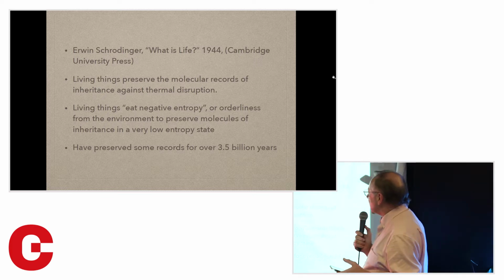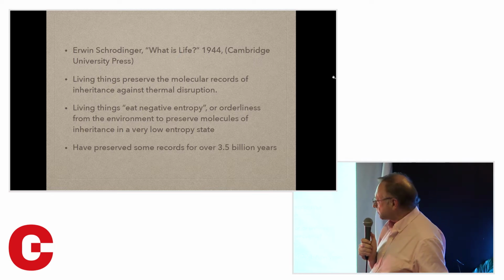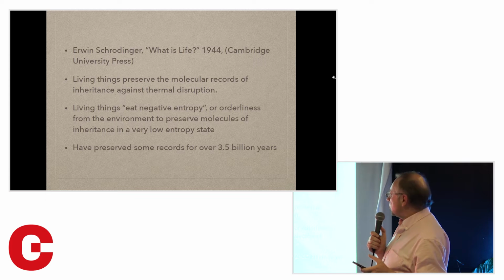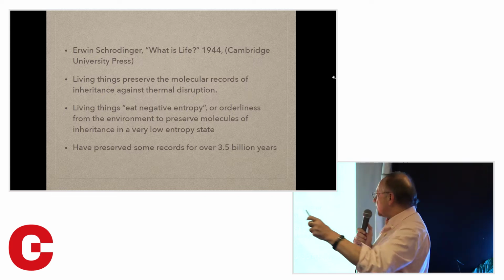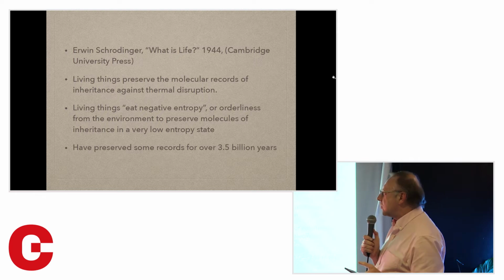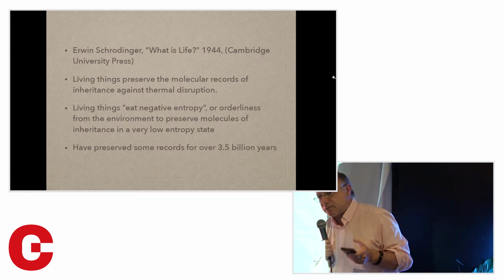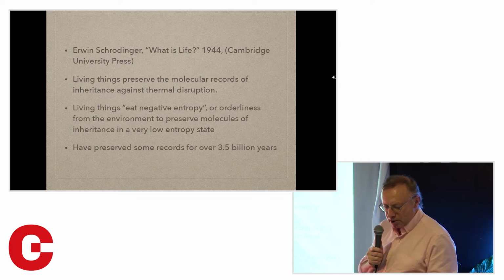And he looked at the fact that living things preserve molecular records of inheritance against thermal disruption, and looked at the characteristics that must be happening, purely from the point of view of a physicist. And he realised that living things must eat negative entropy, that was the words he used, or orderliness from the environment, in order to preserve these molecules in a state of extremely low entropy, almost absolute zero. And the cells in your body contain records that have been preserved for over 3.5 billion years. Some of the genes in your cells are almost unchanged from when life emerged.